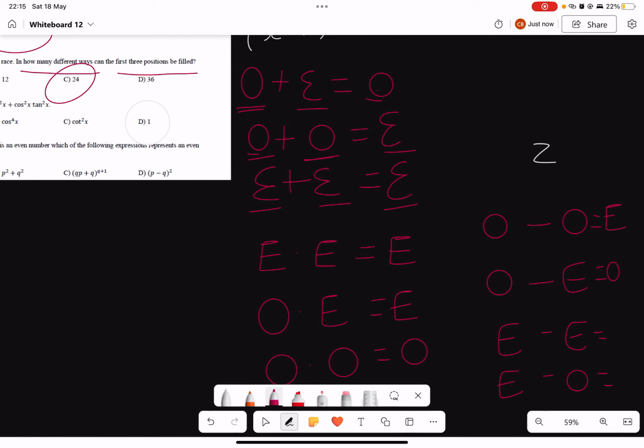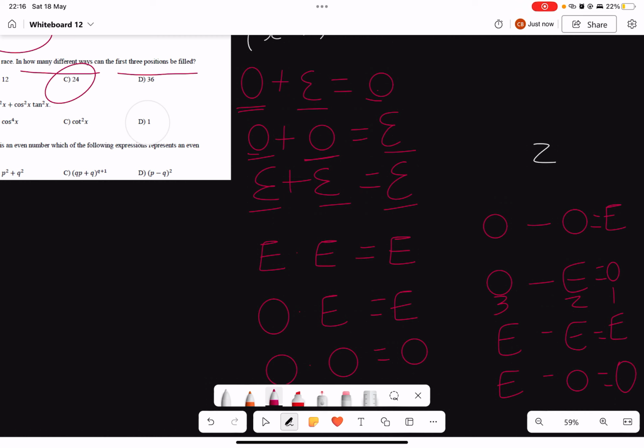If I forget, I always use actual numbers to help me. For example, here I was not sure, but I just used numbers. I said, let the odd number be 3 and the even number be 2. The answer was 1, which is odd. Even minus even, it's obviously even. And then even minus odd, you're going to get odd.